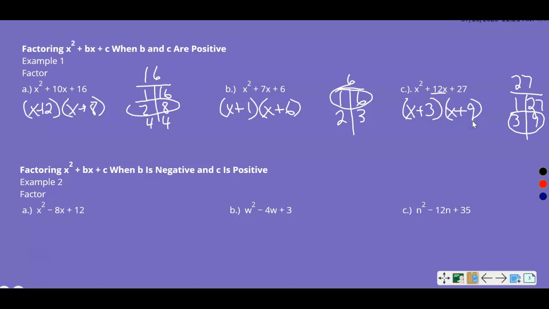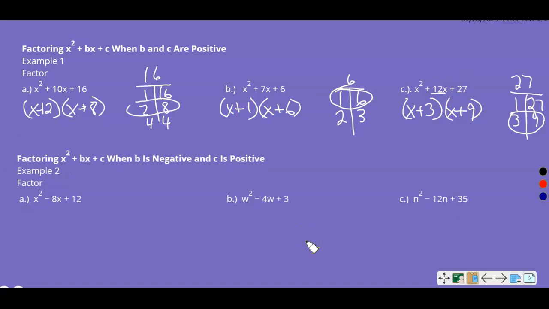Again, if you're good at multiplication, this should be a breeze. If you're not, just practice multiplication. It can get easier. All right, so x times x is x squared. x times 9 is 9x, plus 3x is 12x. 3 times 9 is 27.